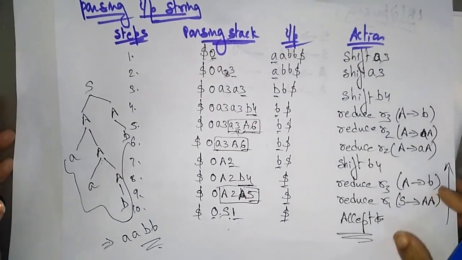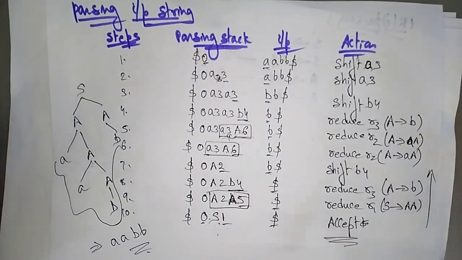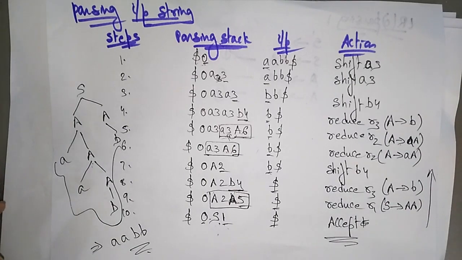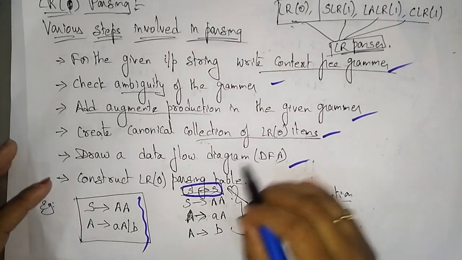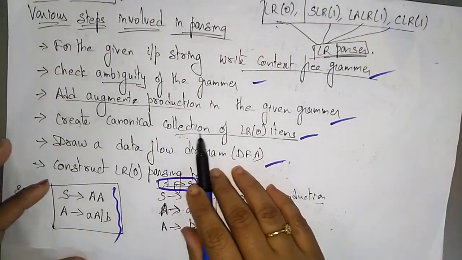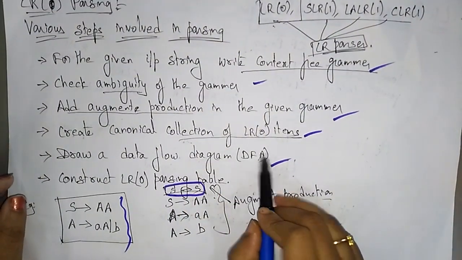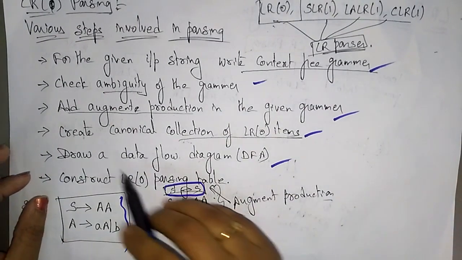So this is how you need to construct the LR0 parser. The first thing is you have to find out whether the given grammar is a context free grammar or not. After that, you have to check whether there is ambiguity in the grammar or not. If there is no ambiguity, then add the augment production to the given grammar. After that you need to create a collection of LR0 items by placing the dot symbol.